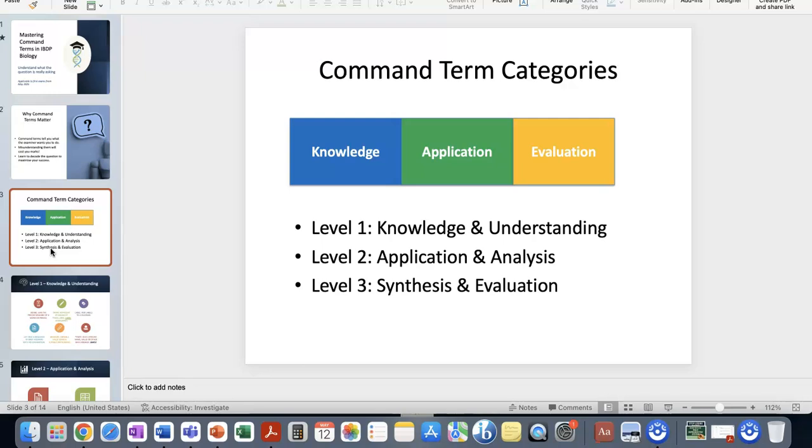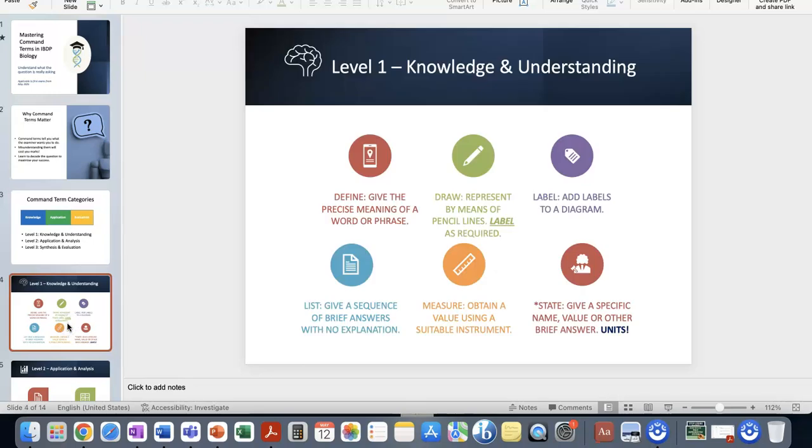Level 2, slightly more complex. Level 3, some real critical thinking there. Okay, so on level 1, these are the main command terms. I just want to draw your attention to this very simple one here.